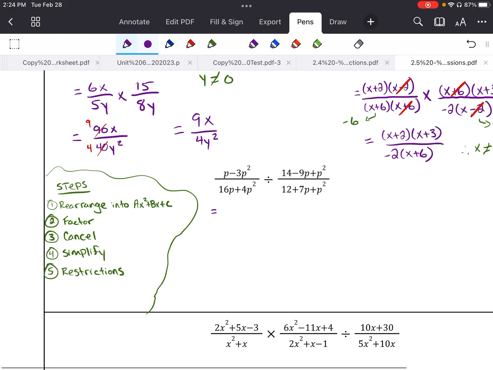Okay, so step 1, we're going to rearrange. So we have negative 3p squared plus p over 4p squared plus 16p divided by p squared minus 9p plus 14 over p squared plus 7p plus 12.